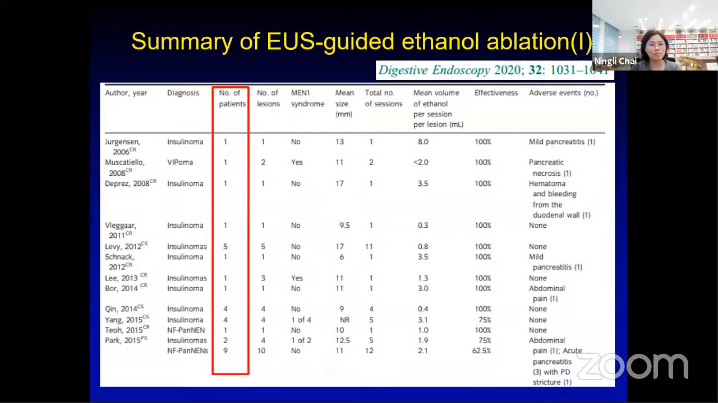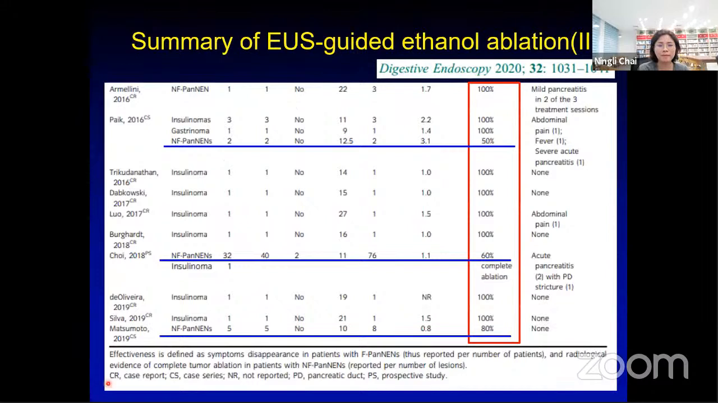This table summarizes the results of EUS-guided ethanol ablation for PNET. Although the number of included patients is not that large, there are many different groups using this method for the effective management of PNET. These are more recent data. When we focus on the effectiveness of this treatment, for functioning tumors, the effect is very high, almost 100%. But for non-functioning neuroendocrine tumors, the complete resolution rate ranges from 50% to 80%.